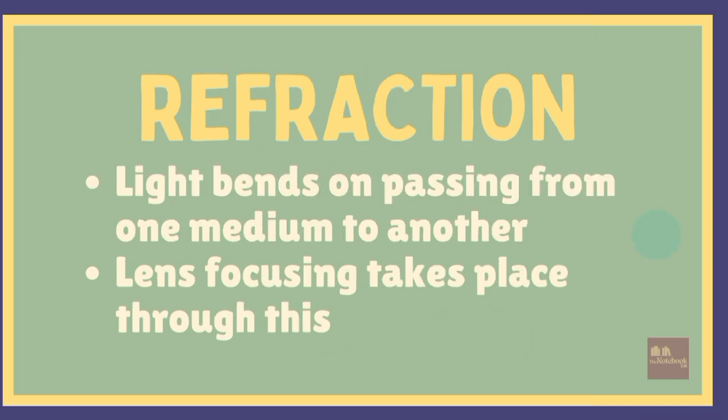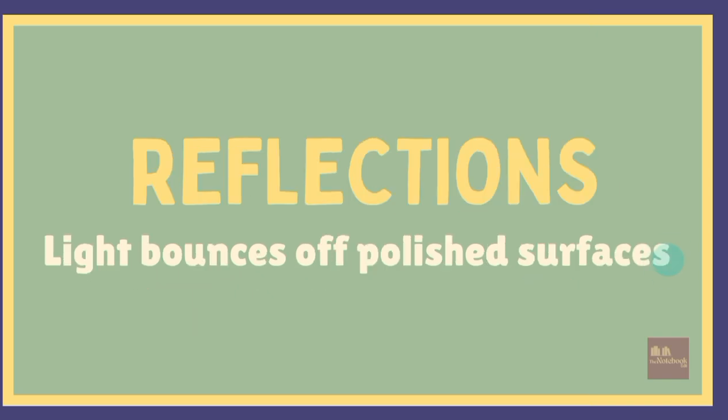Okay. Next we have refraction. Refraction is that the light bends when it passes from one type of medium to another type of medium. The focusing of the lens takes place through this. We've also learned about this in our 10th and 12th books, so it's a very common science principle.